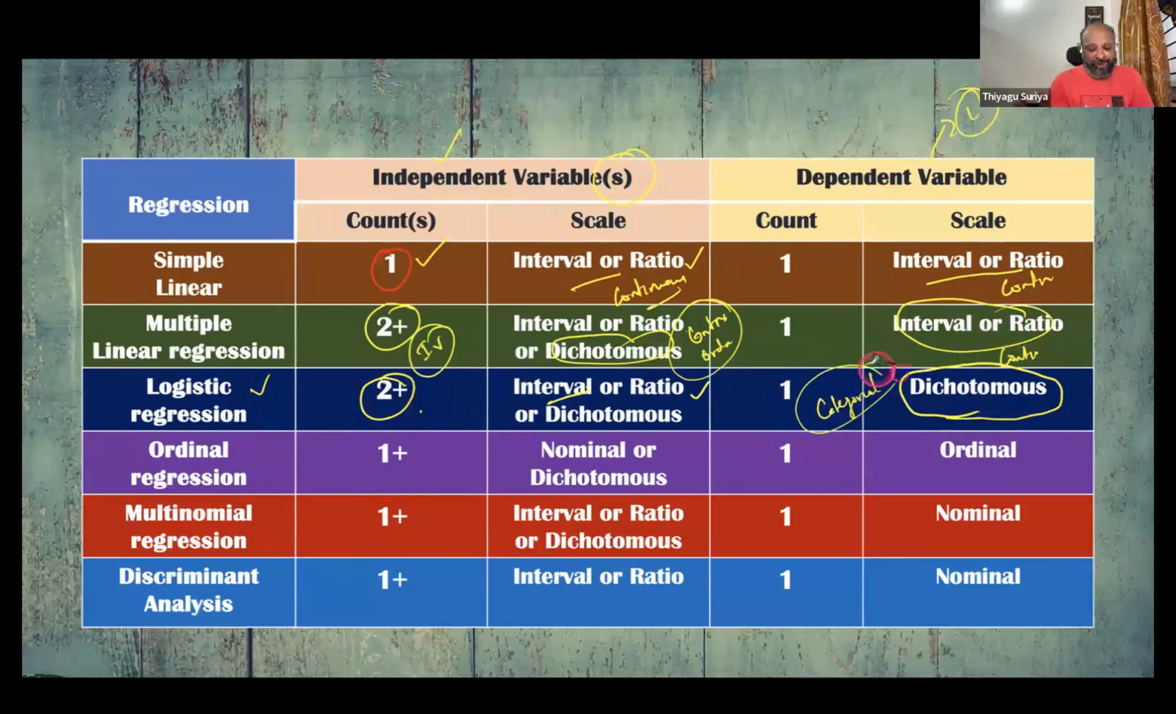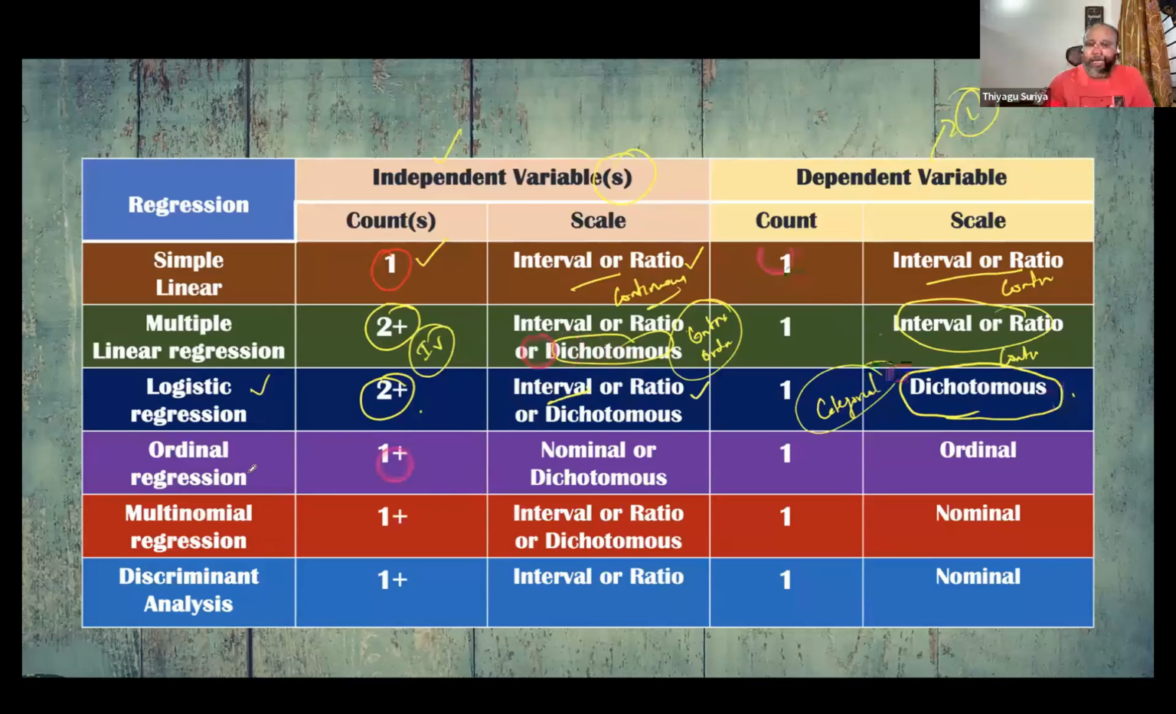It's nominal, with only two categories: yes or no, pass or fail. That kind of division might be there. Only two; di means two. The variable can be divided into two factors only. So the basic assumption is that only if your dependent variable is dichotomous can you do the logistic regression. Suppose your dependent variable is continuous, which one do you have to do? Simply go with simple linear or multiple linear.